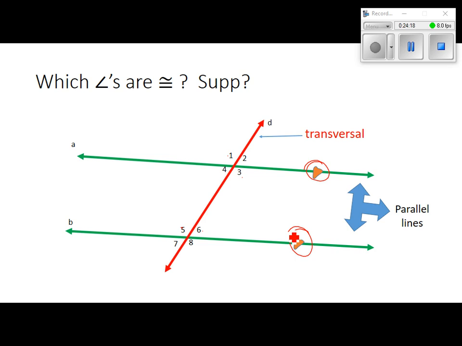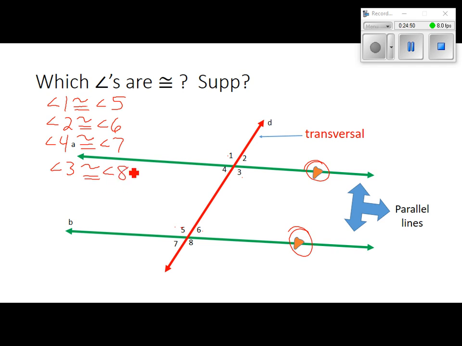If these two lines are parallel, which those little symbols there tell us that they are, then we know stuff like angle 1 has to be congruent to angle 5 because they are corresponding angles. Angle 2 has to be congruent to angle 6 because they are corresponding angles. Angle 4 has to be congruent to angle 7 because they are corresponding angles. Angle 3 has to be congruent to angle 8 because they're corresponding angles.